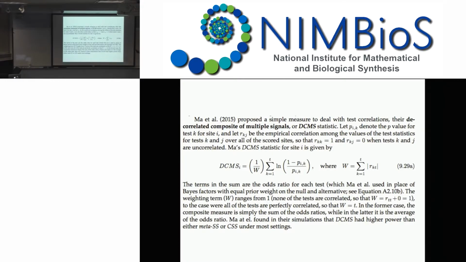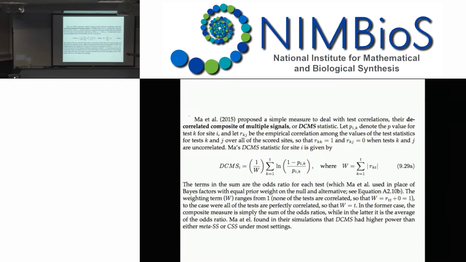Another way has a great name: deconvoluted composite of multiple signals. This is a cool idea. Let's say I've done 500 markers and 10 tests. What I can do is treat that as data, and look at how correlated the tests are over that set of markers. So I've got a big data matrix. A column is a given test, and a row is a given marker. I can look for correlations across tests at a given marker.